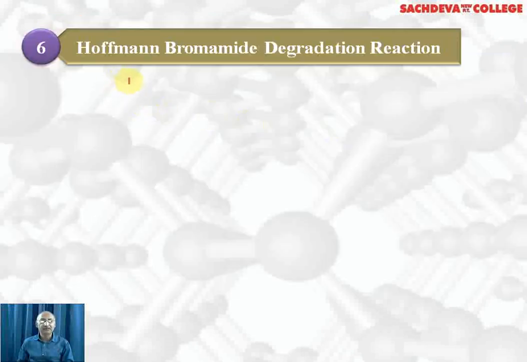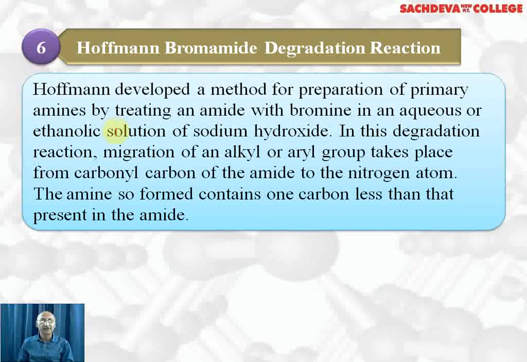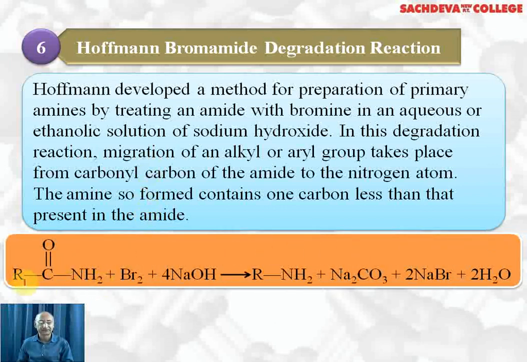Next, we are taking another most important reaction called Hofmann bromamide reaction. It is also called Hofmann degradation reaction because in this reaction, one carbon atom becomes less. Hofmann developed a method of preparation of primary amines by treating amide with bromine in aqueous or ethanolic solution of sodium hydroxide or KOH. In this degradation reaction, migration of alkyl or aryl group takes place from carbonyl carbon of the amide to the nitrogen, and the amine so formed contains one carbon atom less.